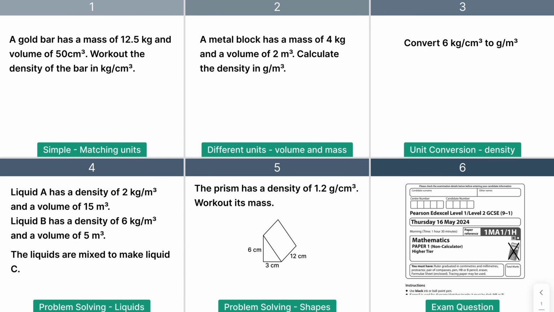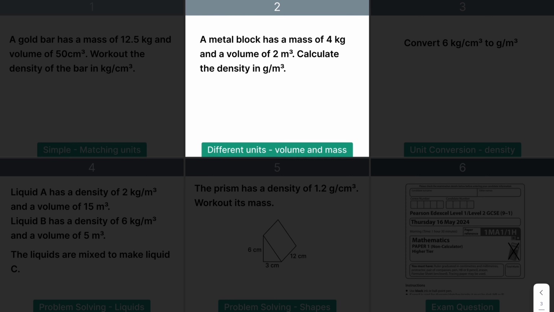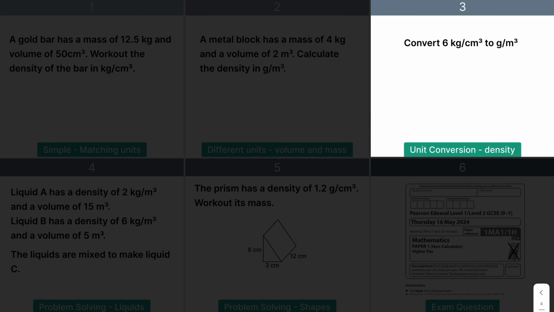Density, mass, and volume is what we're looking at in this video, split into 6 parts. First, we're going to start off by looking at examples where the units are consistent. Then we're going to move on to looking at examples where the answer is in a different unit to what's given in the question.